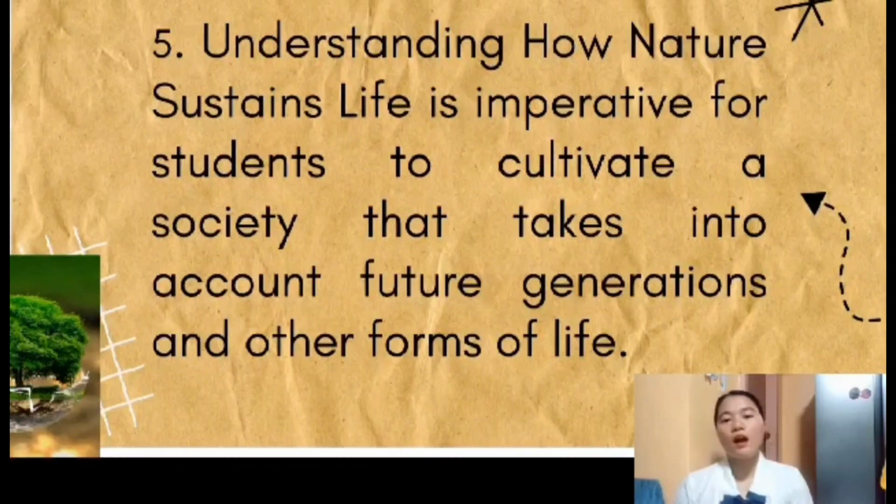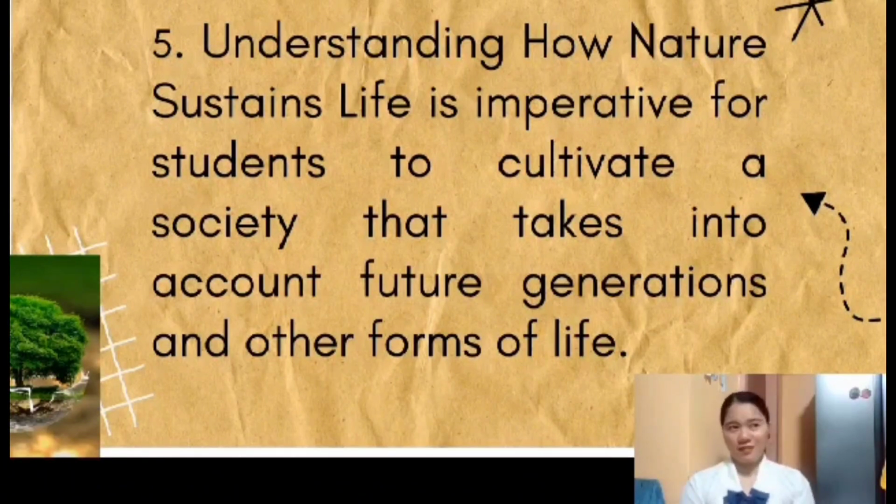And another example. Imagine you're in a really good team, and this team has been winning games for a super long time, like forever. You'd probably want to know the secrets of their success, right? So nature is like that super successful team. It's been keeping life going strong on Earth for billions of years. So when we want to create a good society that thinks about the future and takes care of all living things, we can look at how nature does things.